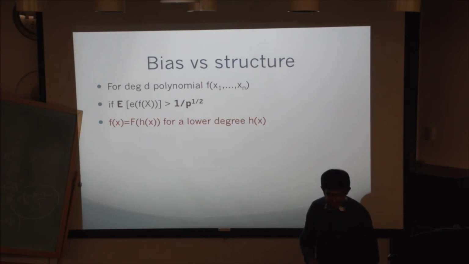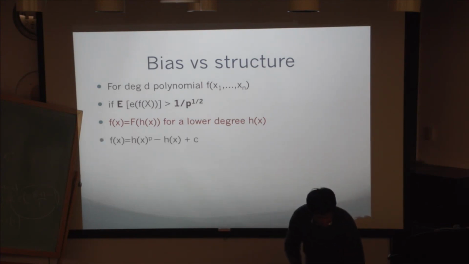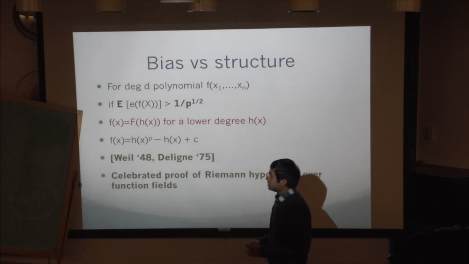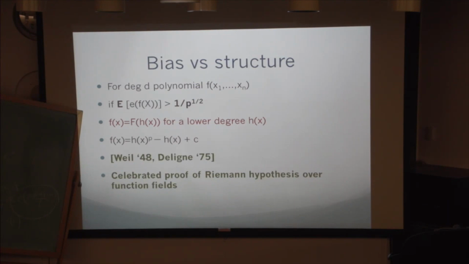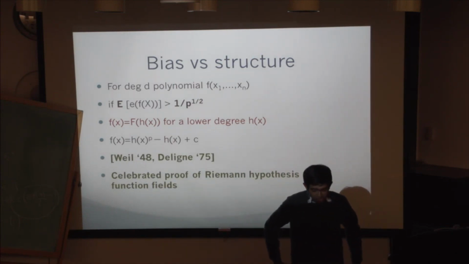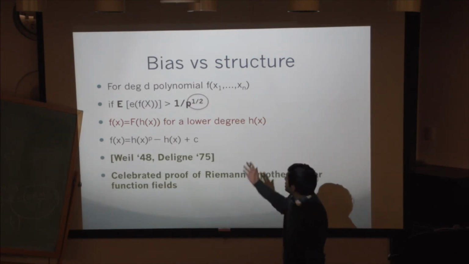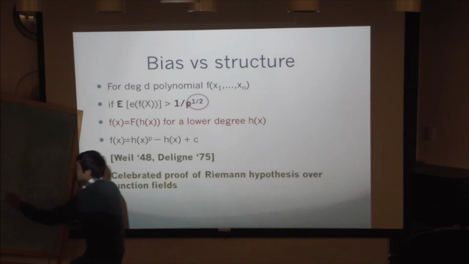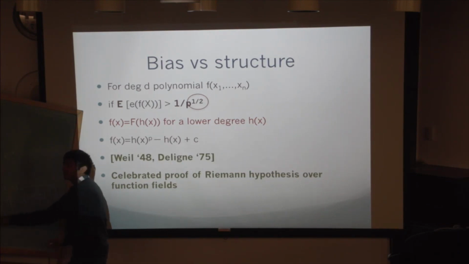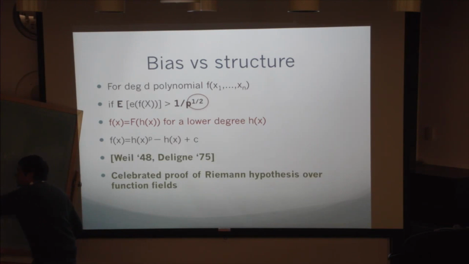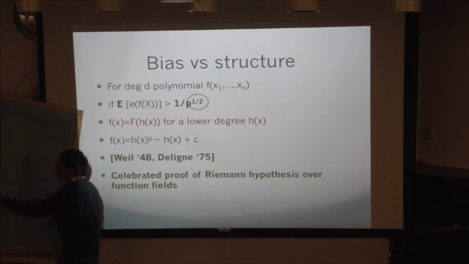In such a case, you can say that f is actually a composition of only one low degree polynomial, and in fact we know what it looks like, and this is the Weil and Deligne bound. So it says that if your function is not of this form, then the expectation is very small, which means that if the expectation is large, then f is a function of just one low degree polynomial h of x.